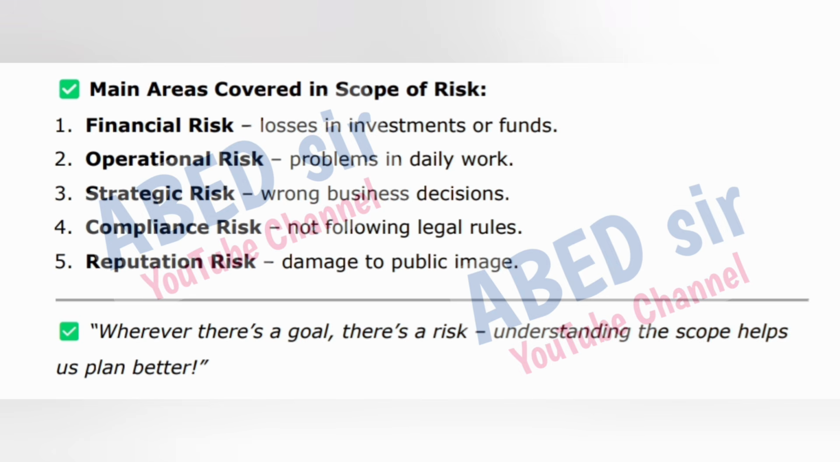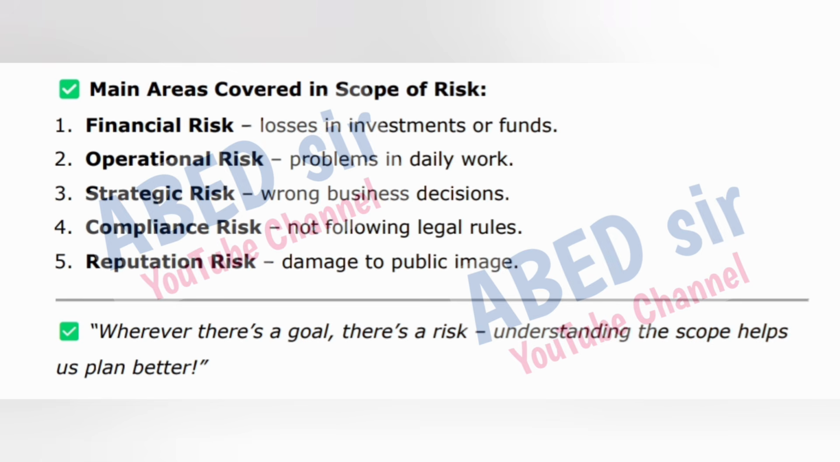Main areas covered in scope of risk. 1. Financial risk, losses in investments or funds. 2. Operational risk, problems in daily work. 3. Strategic risk, wrong business decisions. 4. Compliance risk, not following legal rules. 5. Reputation risk, damage to public image.